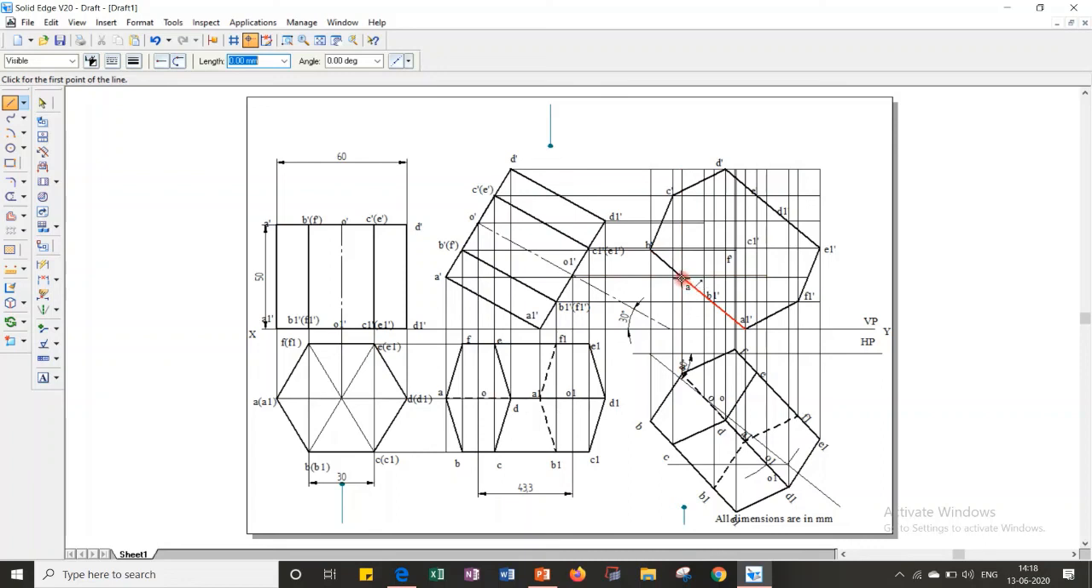So you'll have one dotted line from A to F, B to F, E to F, and the last one from F to F1. And the last point is point C1.